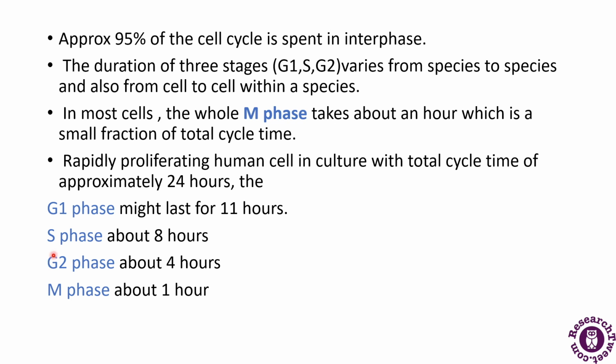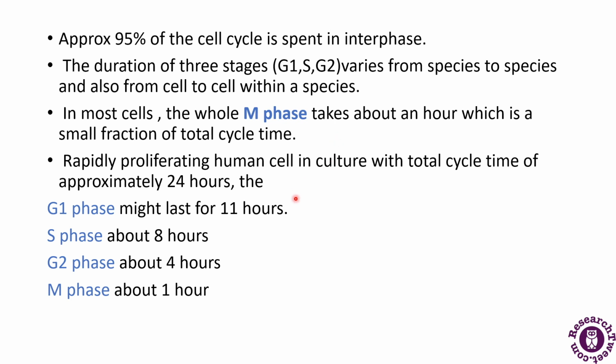Approximately 95% of the cell cycle is spent in the interphase. It is the longest part of the cell cycle, as we studied earlier, because it has three further phases, that is the G1 phase, the S phase and the G2 phase, and these vary from species to species and from cell to cell within the species. In most cells, the M phase takes an hour, which is a small fraction of the cell cycle.